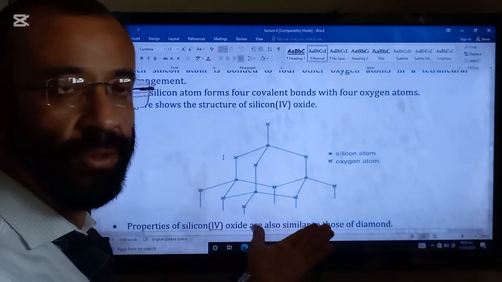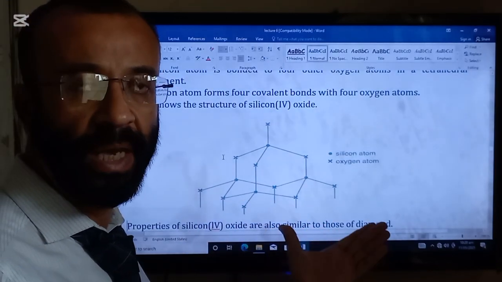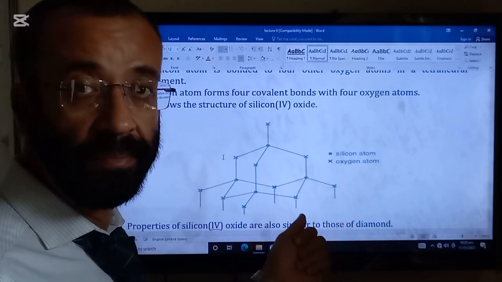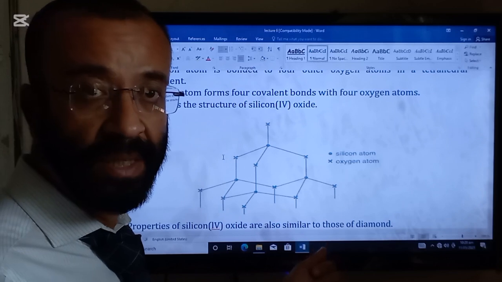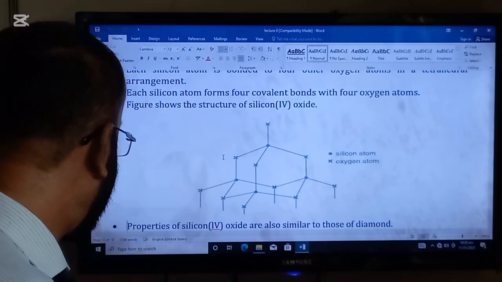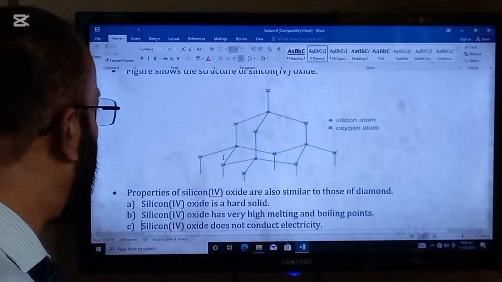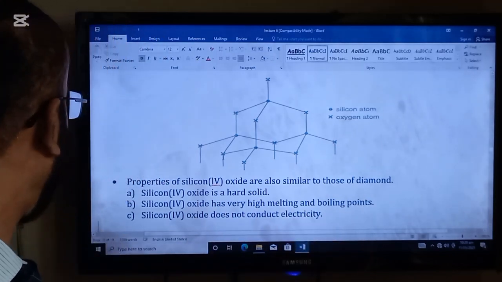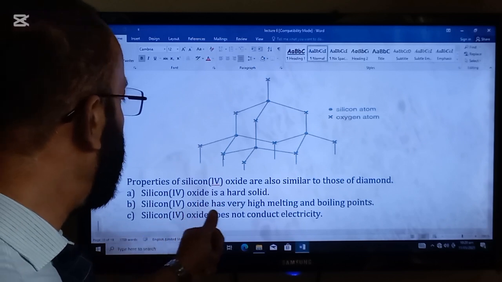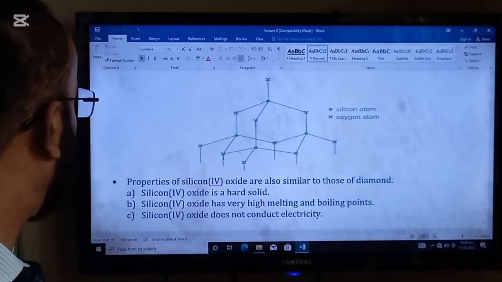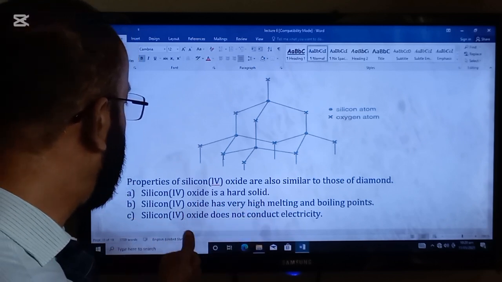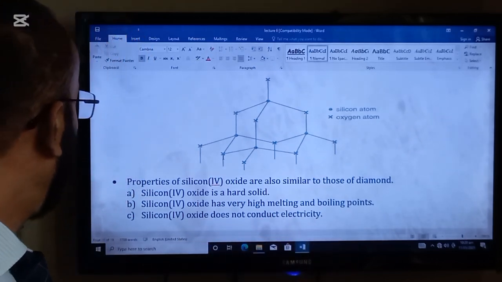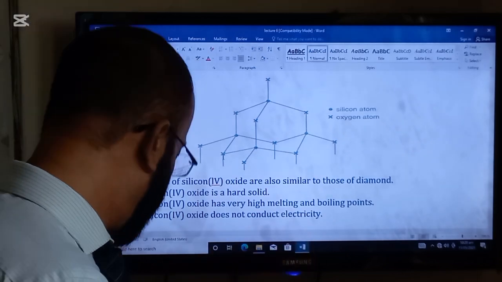Here is the structure. You can see this is almost the same structure as of silica or diamond. This normally comes in the paper. So practice it. Properties of the silicon oxide are also similar to those of the diamond. Silicon oxide is a hard solid. Silicon oxide has very high melting and boiling points. Silicon oxide does not conduct electricity.